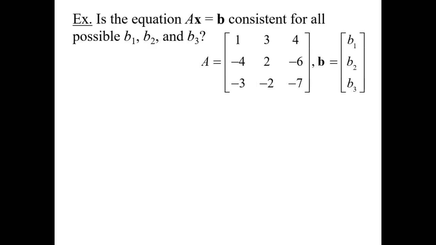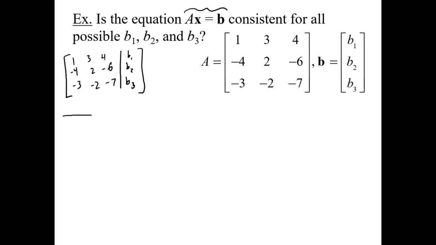Okay, is this equation, Ax equals b, consistent for all possible b1, b2, and b3? Again, this is a matrix equation. It's a matrix times a vector equals another vector. That's not really important. The important thing is, let's set up the augmented matrix and see if we can answer this question. Is this consistent for all possible b1, b2, and b3? Because again, all three of those equations can be solved using the same augmented matrix. So we have 1, 3, 4, -4, 2, -6, -3, -2, -7, b1, b2, b3.